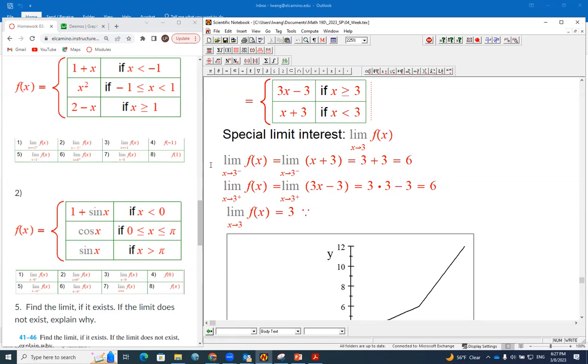You can say because these two limits, this one exists, and the other one also exists, and it is equal to the same number 6. You can see using the notation is very clear and concise.